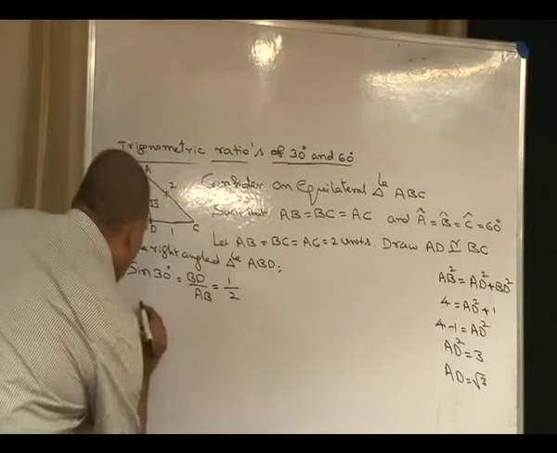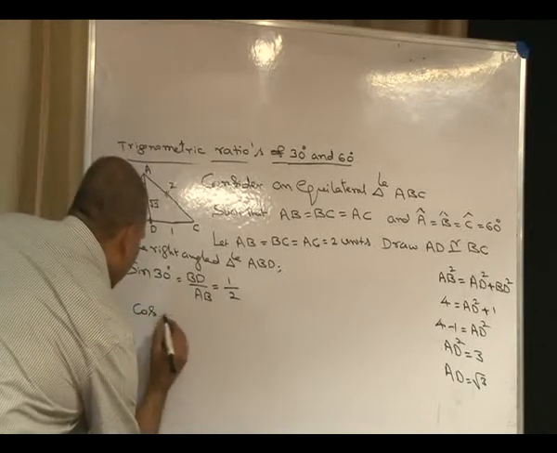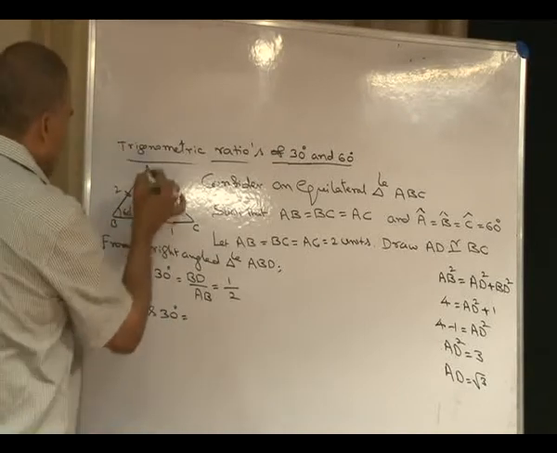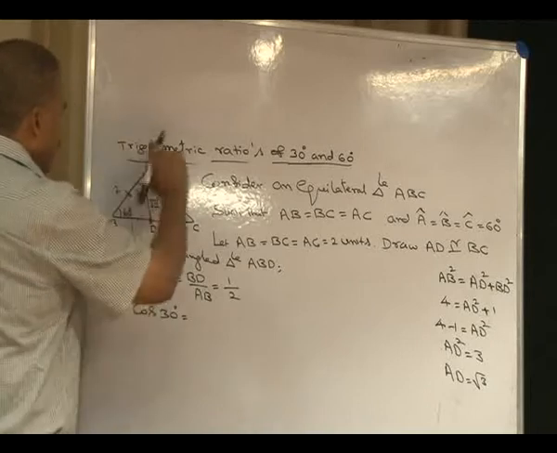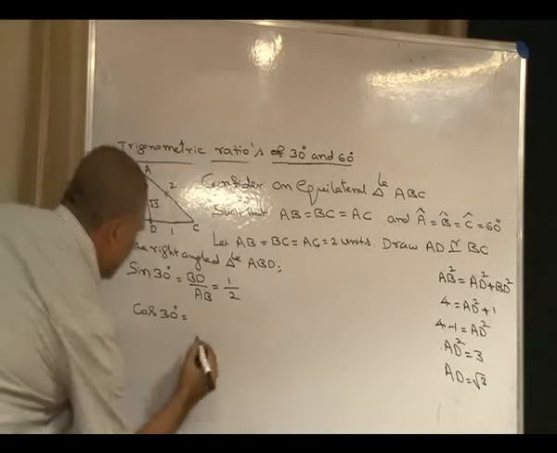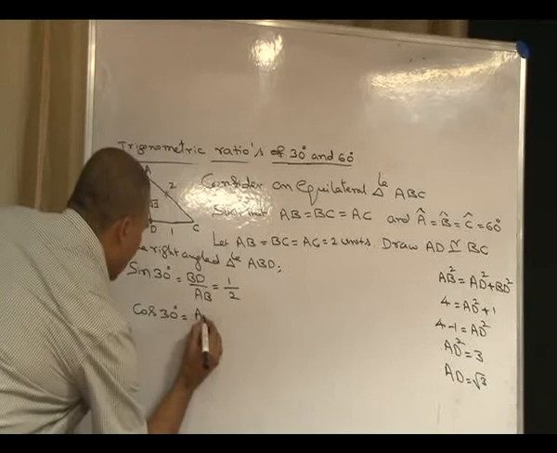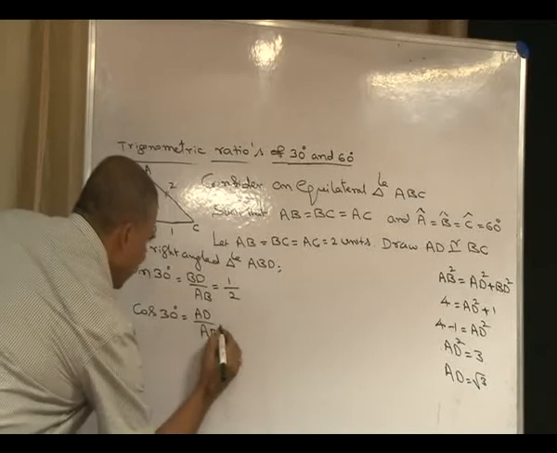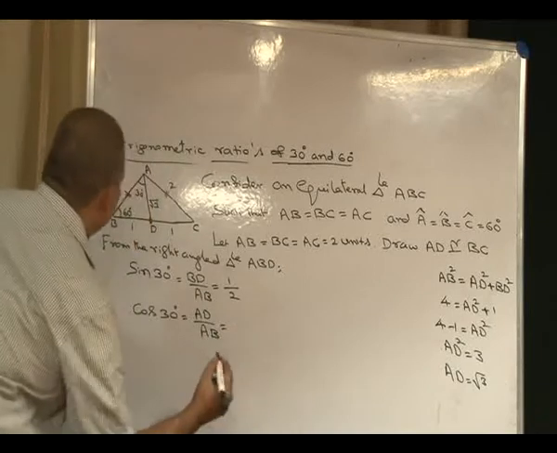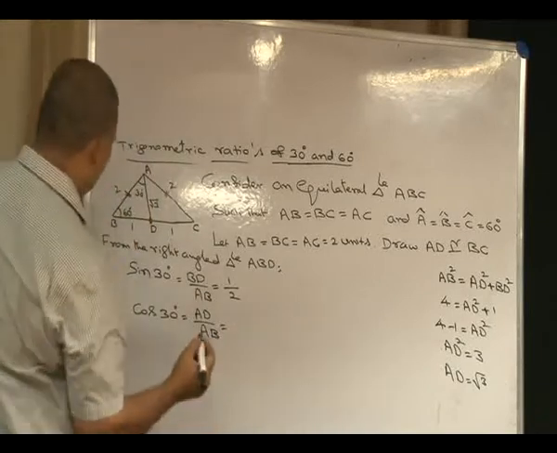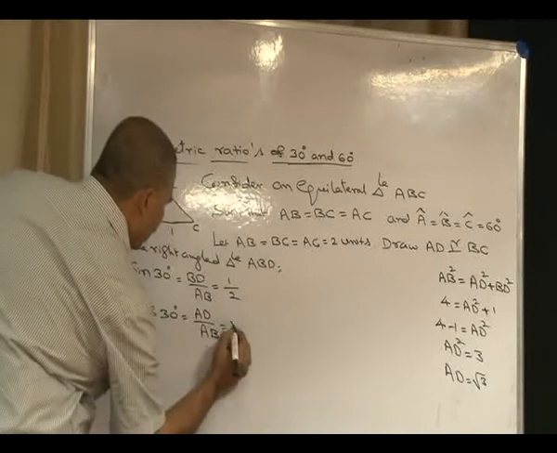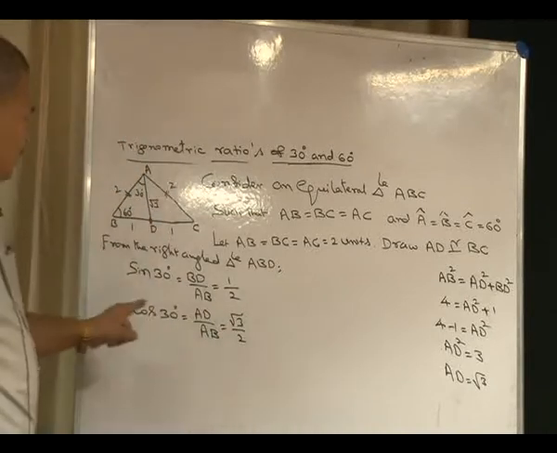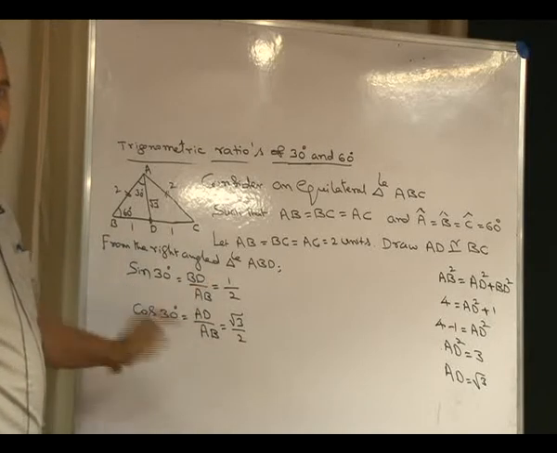Next, cos 30 degrees. Cos 30 degrees is equal to adjacent side by hypotenuse. The adjacent side to 30 degrees is AD, the hypotenuse is AB. AD is root 3, AB is 2. The value of cos 30 degrees is root 3 by 2.